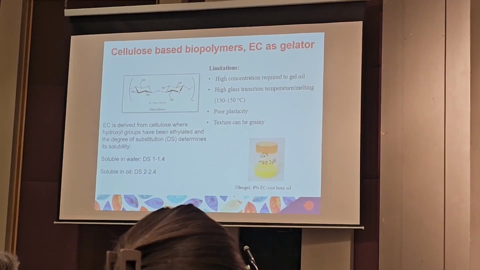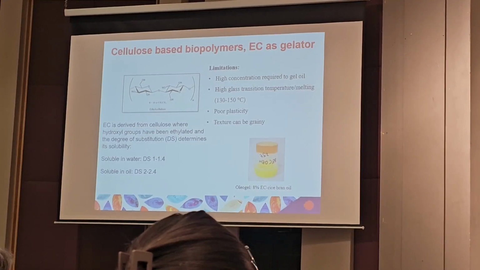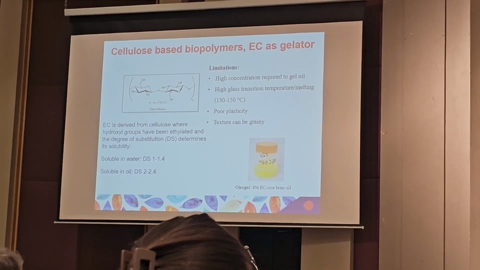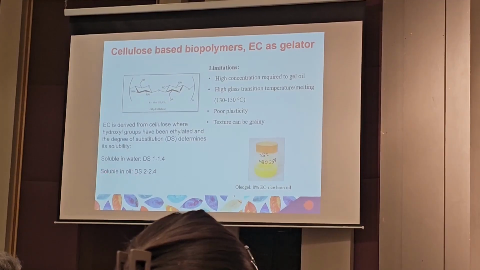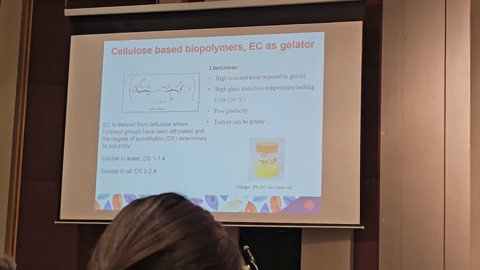So ethyl cellulose is one of the unique cellulose derivatives that can be dissolved in oil if it has a specific degree of substitution, which is actually in here. So if we have this degree of substitution, we can actually solubilize it in oil. But there are some limitations to this. When we combine with waxes, we may address some of it. So high concentrations are required, sometimes 8 to 10%. They have high melting and glass transition temperature, so they need high temperatures to prepare, because we need to melt them. And also, plasticity is another issue with this.